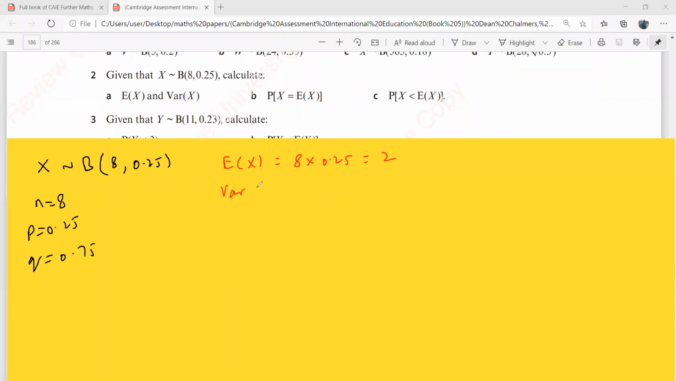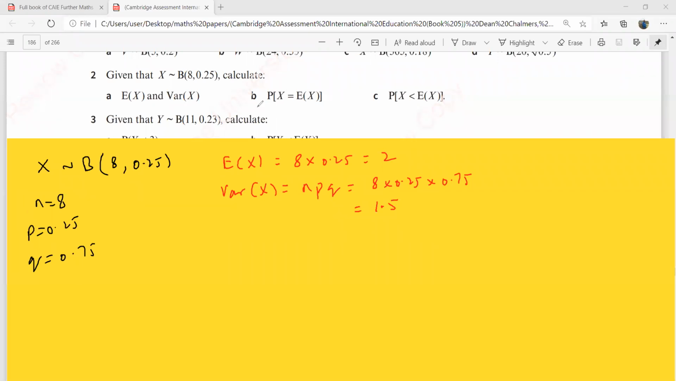And then you have the variance of x, that is npq. So that is 8 into 0.25 into 0.75. Okay, so I think that is going to be 1.5. Yes, Bacho? That is a variance. Yes, Anna? Acha, yes.